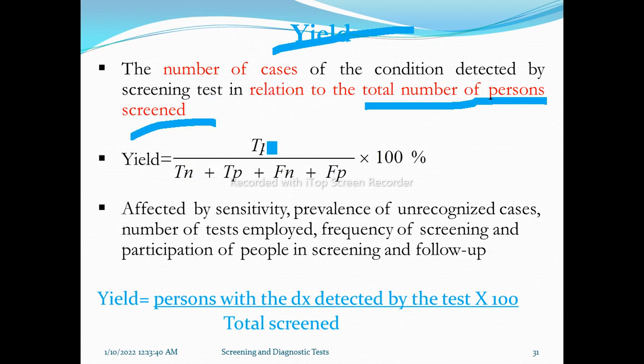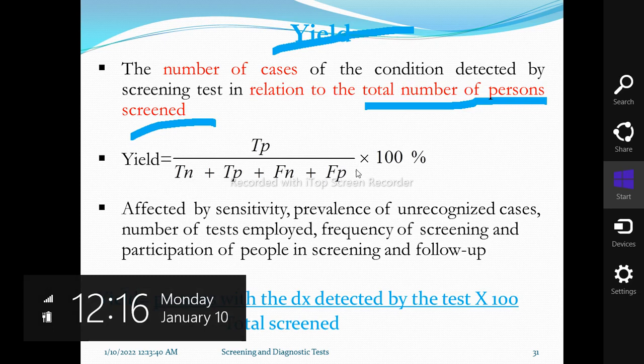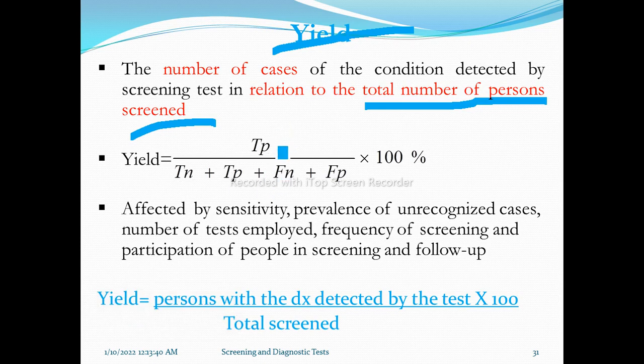So yield is equal to true positive over true negative plus true positive plus false negative plus false positive. Among all the population screened, how many are true positive, times 100. This is affected by sensitivity. Yield is affected by sensitivity, prevalence, number of tests, frequency of screening, participation of people in the screening, and follow-up. So yield means persons with disease detected by the test over total screened, times 100.